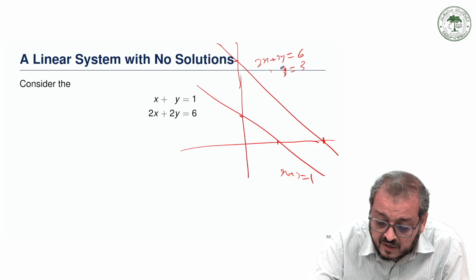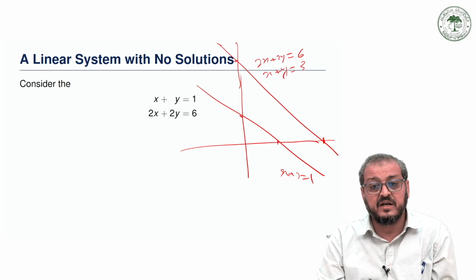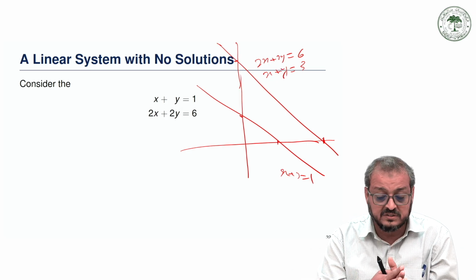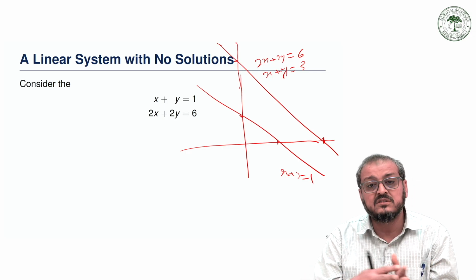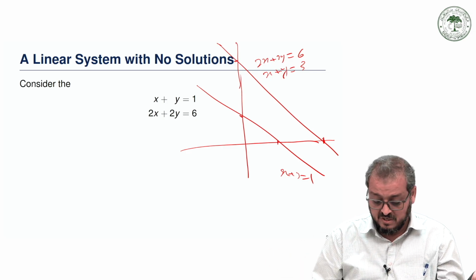We can say clearly that these two lines do not intersect at any point. This means these two lines are parallel lines. Parallel lines have no intersection point, which means this system has no solution.